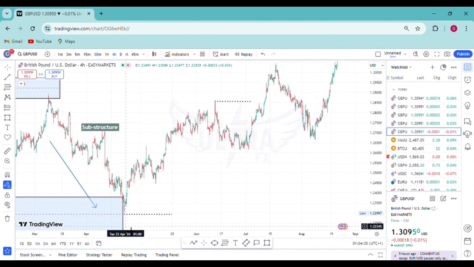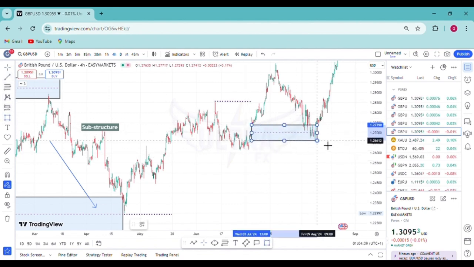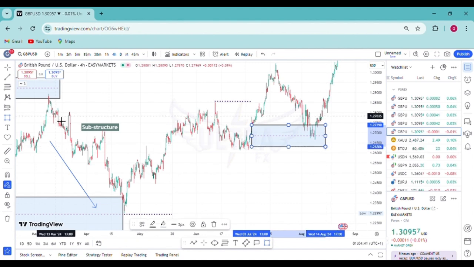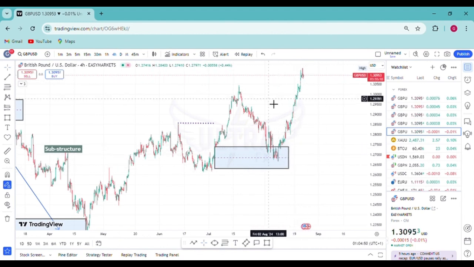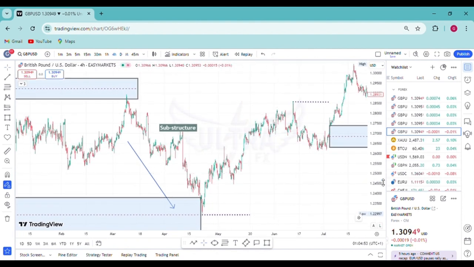Remember, this is our internal structure. All right, so let's see why market respected this. You see how market respected this BC right here again. So if the market was to come down to this spot again, it might also respect this BC right here.